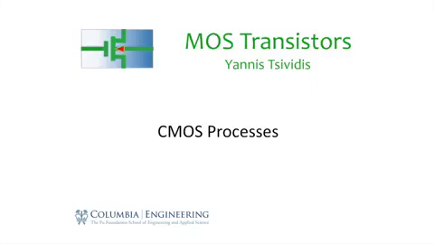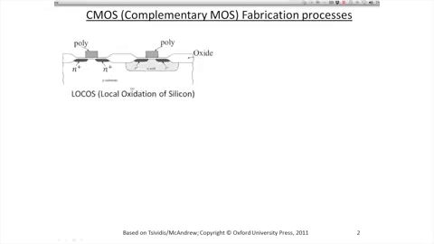In this video, we will discuss some common fabrication processes called CMOS processes. CMOS stands for complementary MOS, and complementary means that you have on the same chip both N-channel devices, meaning devices with channels full of electrons when they conduct, and also P-channel devices, which instead have channels that when conducting, they are full of holes. This process is called local oxidation of silicon, or LOCOS.